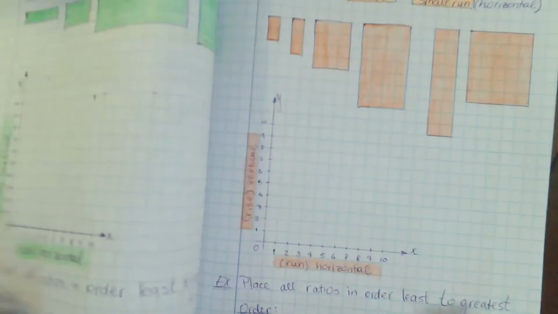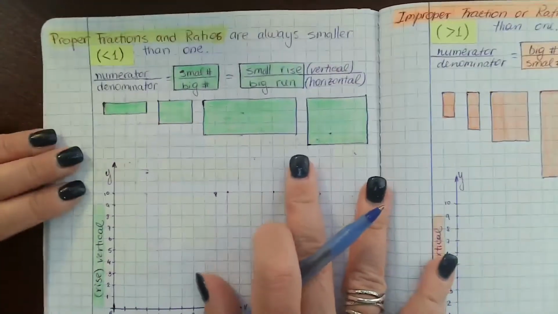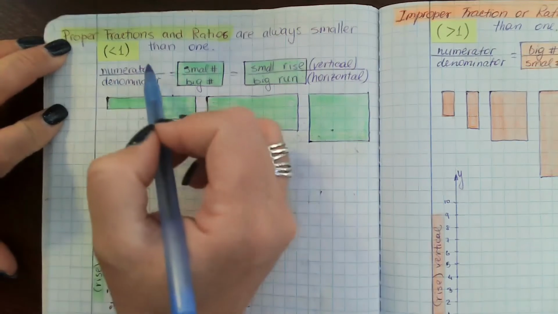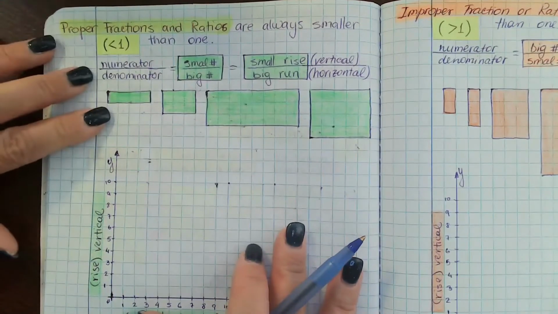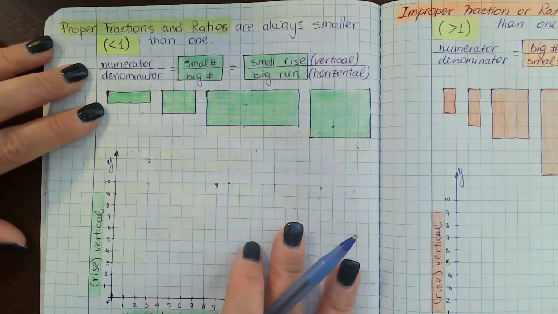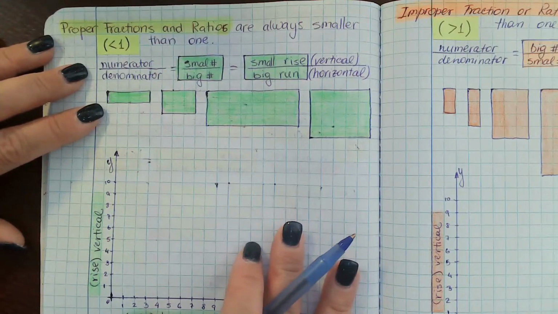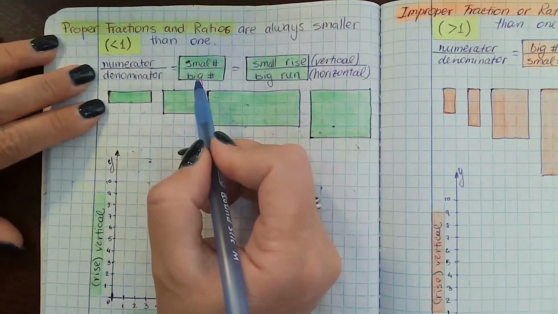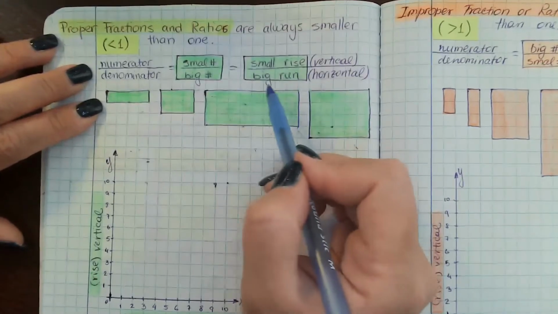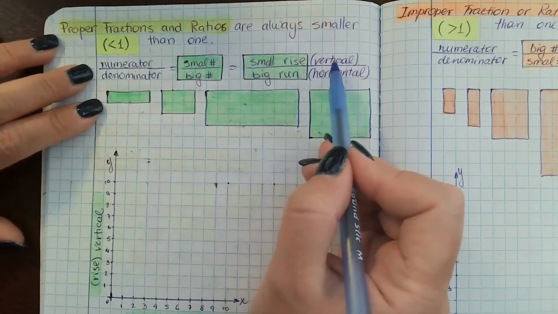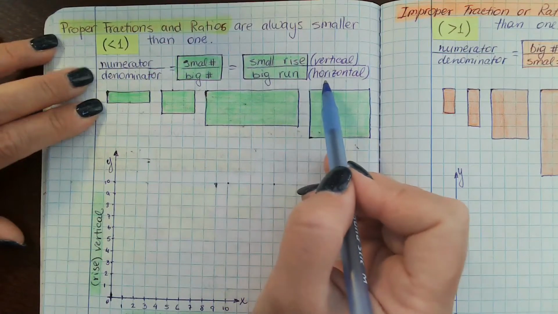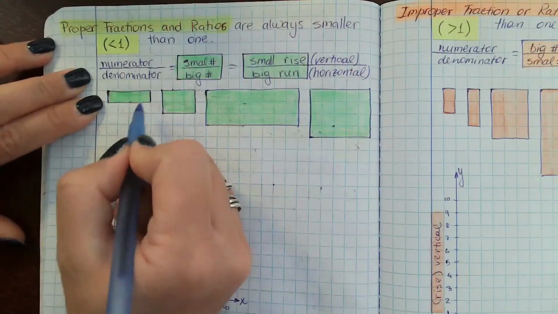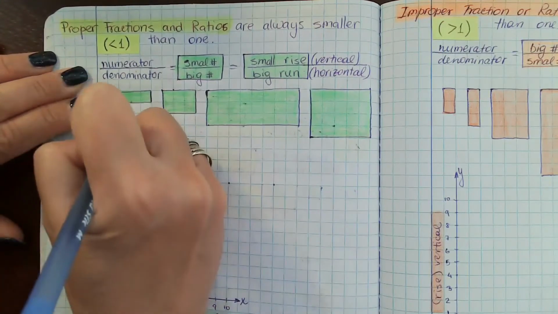Let's see a different type of ratio. Proper fractions are always smaller than 1. When we see proper fractions, they're like 1/2 or 3/4 or 5/7. The numerator is always the smaller number and the denominator is bigger. So small rise, big run. The vertical line will be smaller and the horizontal is bigger. So I have a rectangle here, 1 and then across 4. So that would be 1 by 4.